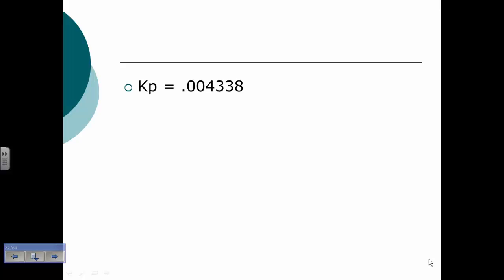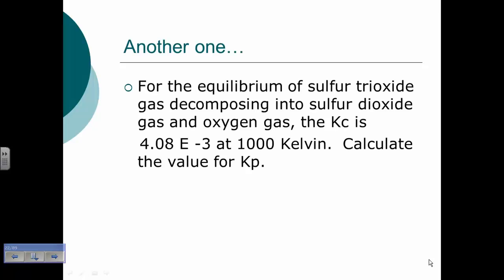It's a very small number. It's giving me an indication that most likely the reactants are being favored in this equilibrium. And we'll talk more about the number itself. The magnitude of the number is what's interesting to a chemist, not so much what it is, but the size it comes out to be. Let's try another. I'll read it with you.